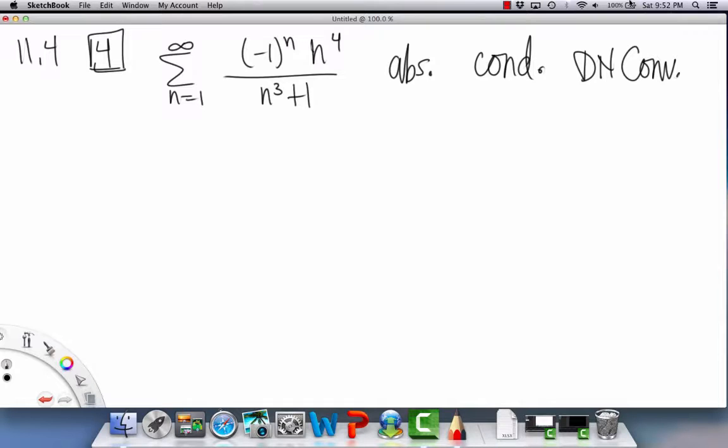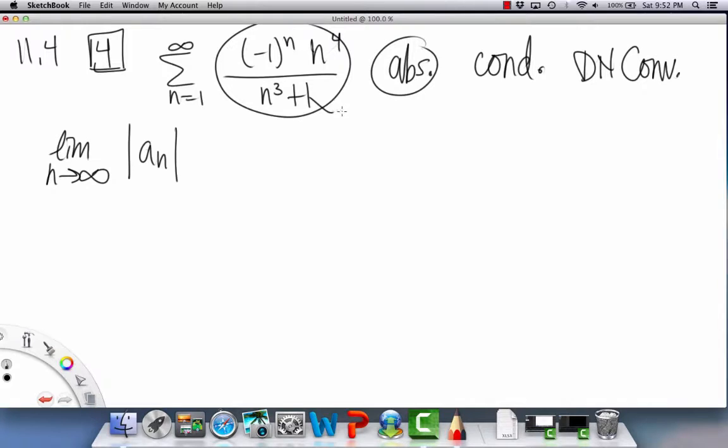Okay, so let's test for absolute convergence first. For absolute convergence, that means the limit as n goes to infinity of the absolute value of the sequence, so this is our a_n, must converge. It has to equal a number. So what does this equal?